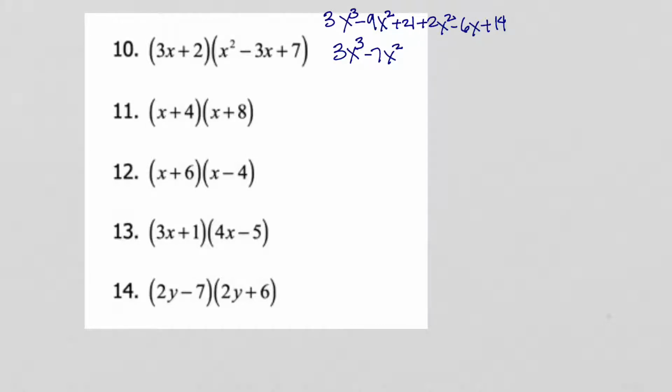And then x's, I just see that one right there. So it looks like minus 6x. And then there are some constants. There's a 21 and a 14 taking us to 35. I think that is it.